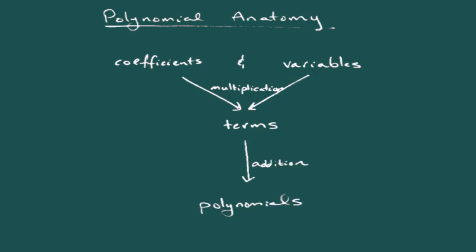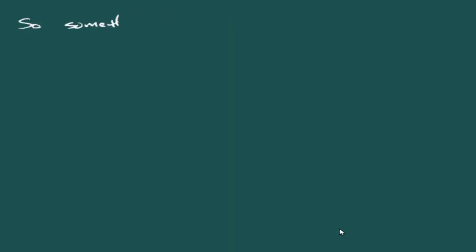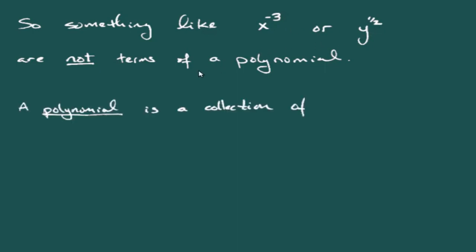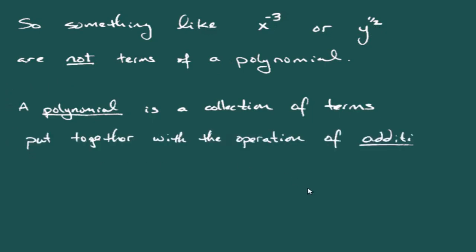And so when you see things like x to the negative 3 power or y to the 1/2 power, those are not going to be terms of polynomials because the powers are not nice. And so we're just going to take these polynomial terms, so coefficients and variables that have nice powers to them, and we're going to put them together with the operation of addition.